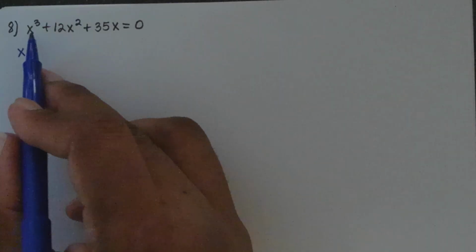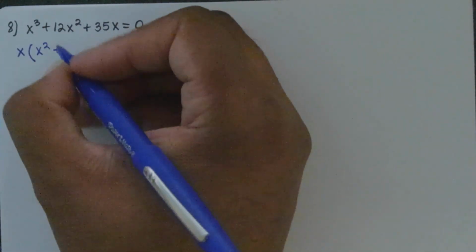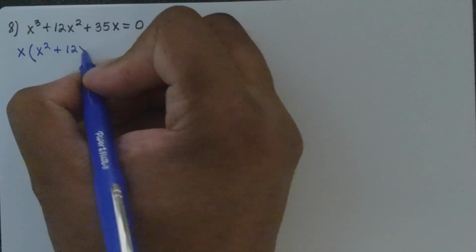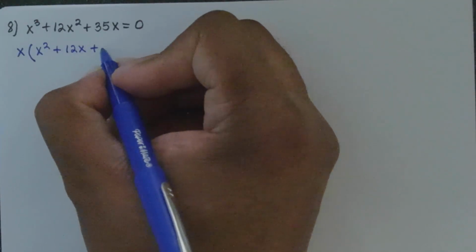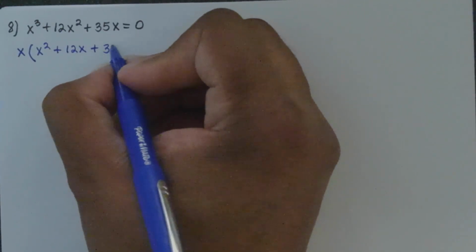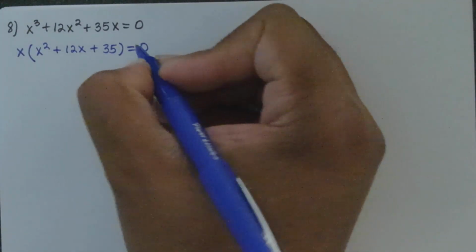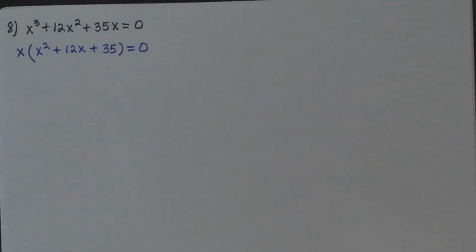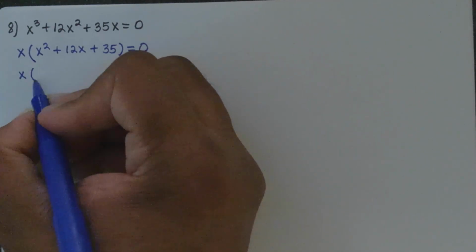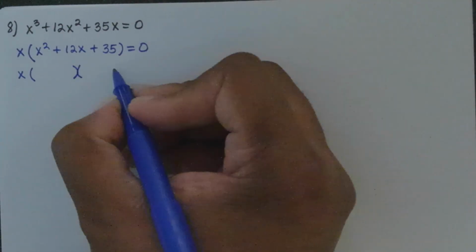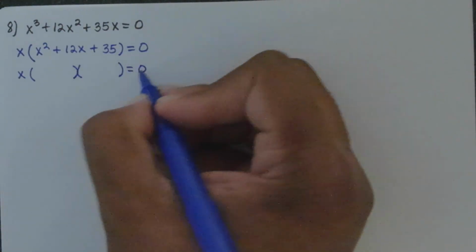And we're going to divide every single term by that common factor. So x cubed divided by x will be x squared plus 12x squared divided by x, 12x, plus 35x divided by x, 35. That's going to be equal to 0. Now we got x squared plus 12x plus 35 that can be factored into two binomials. Notice I'm bringing down the x.